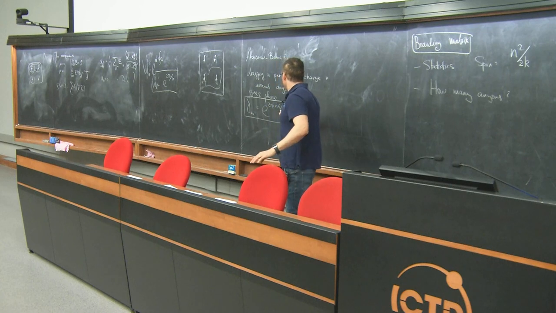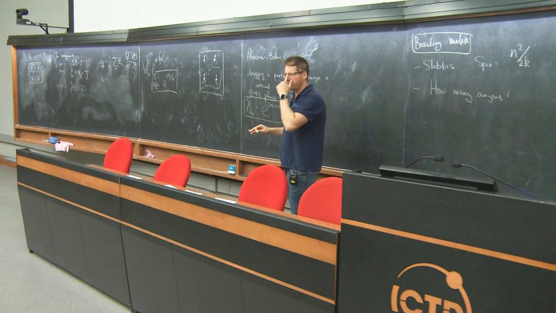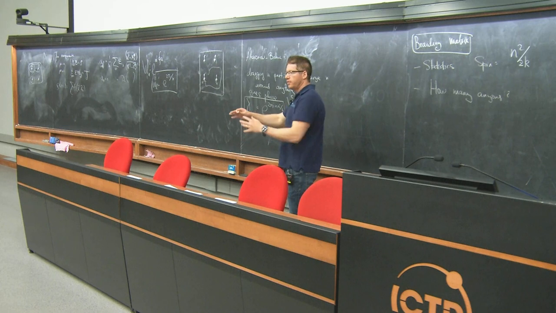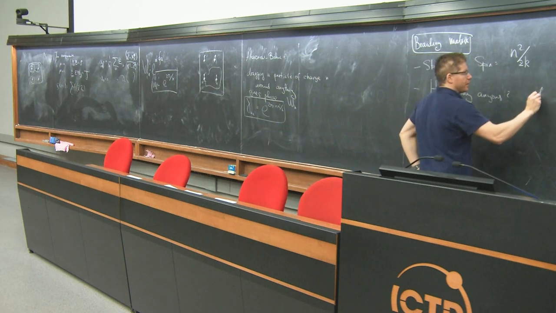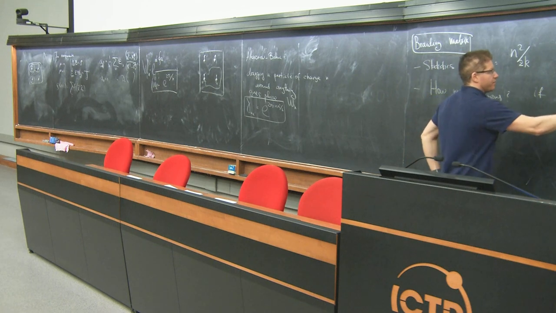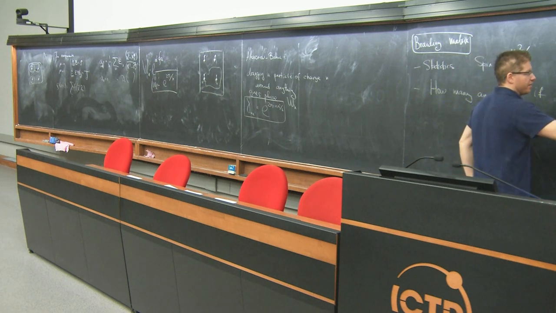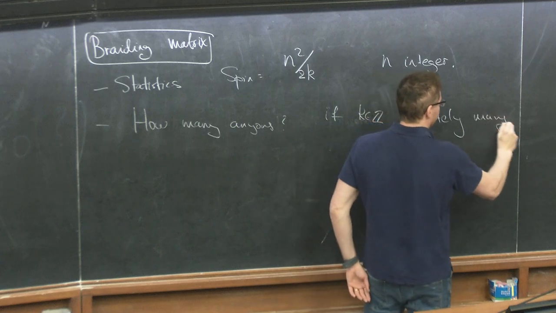The reason that k is quantized, at least in flat space, is that you would see some disease if k was not quantized, that there would be infinitely many anyons. So if k is quantized, we have finitely many distinct anyons.